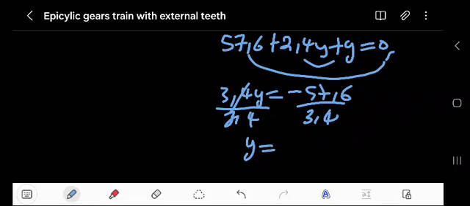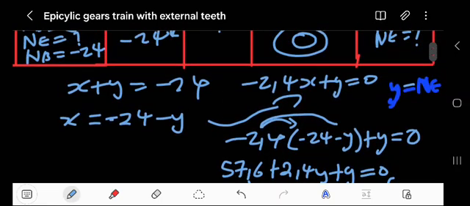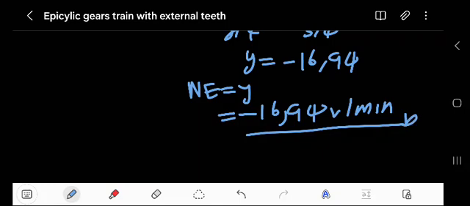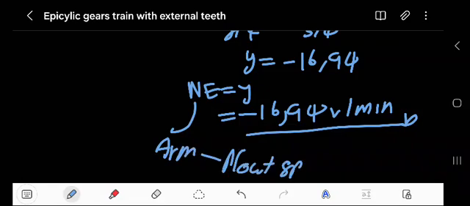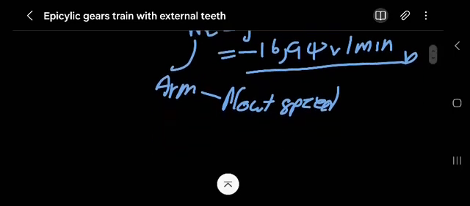Then y will be negative what? Negative 16.94. However, we know that NE is equal to y, but y is minus 16.94 rest per minute. So this is an output. Actually, this is an output. It's of the arm. In the arm, we found the output speed there. So we'll use our formula now.